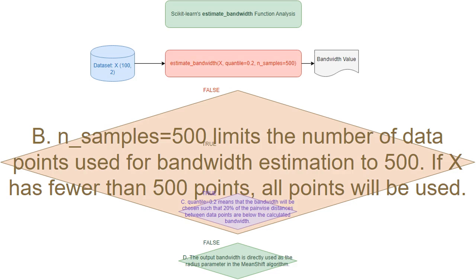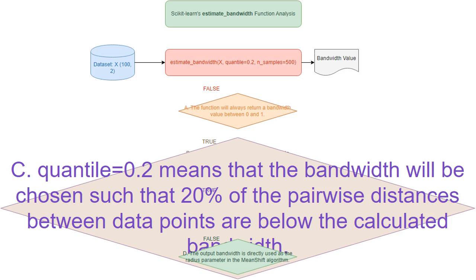n_samples sets an upper limit. If I have fewer than 500 data points, the function uses all of them. Otherwise, it randomly samples 500. It's a way to speed up the calculation for large datasets. This is also true. The quantile parameter is super important here.